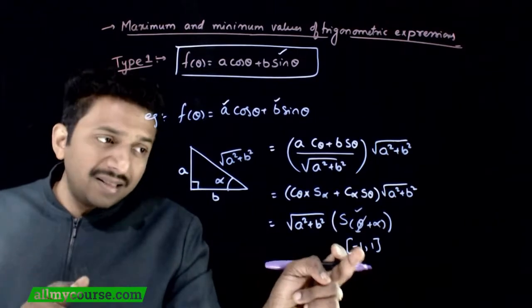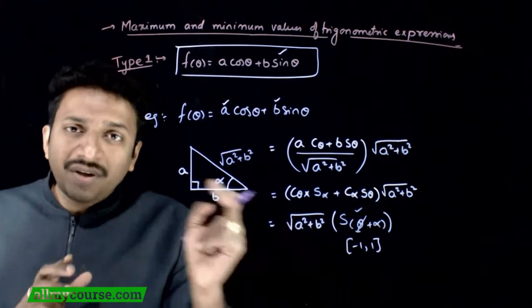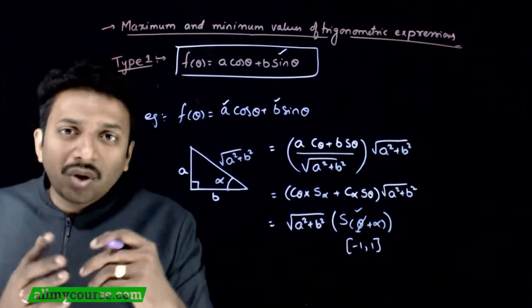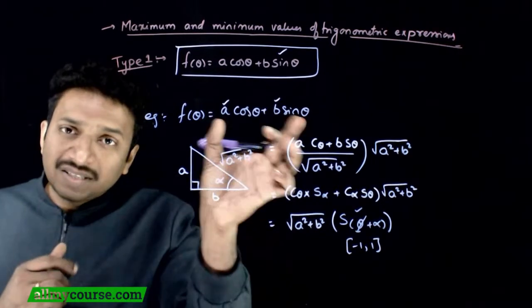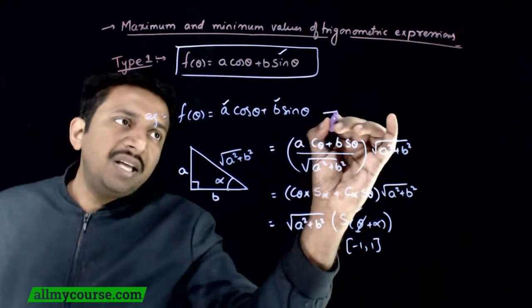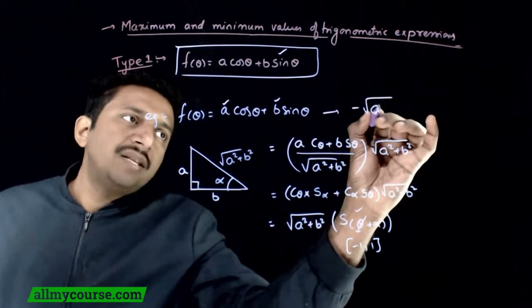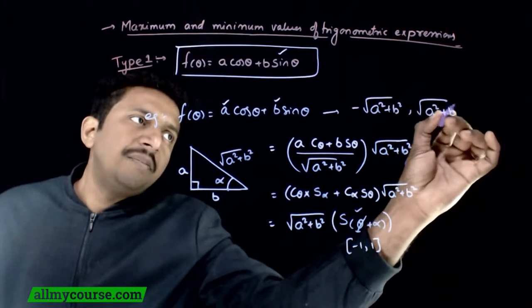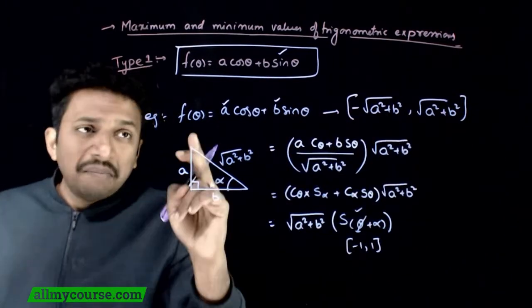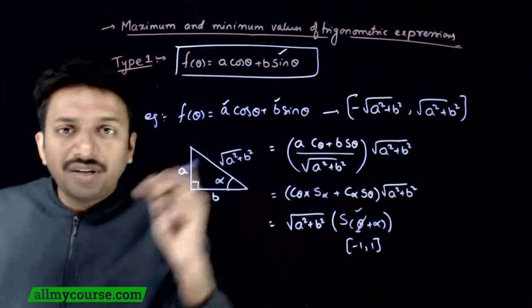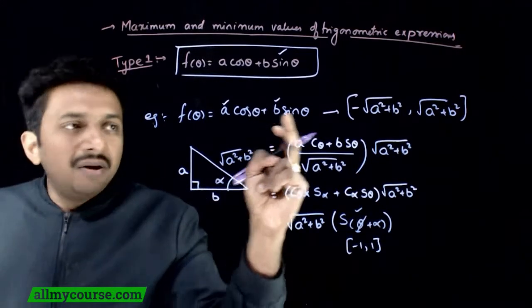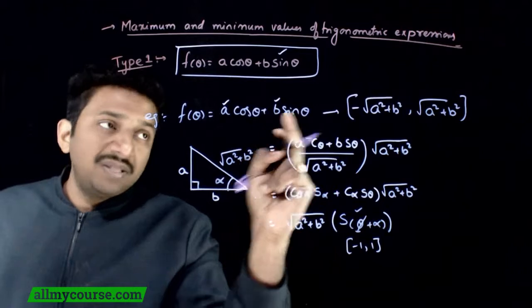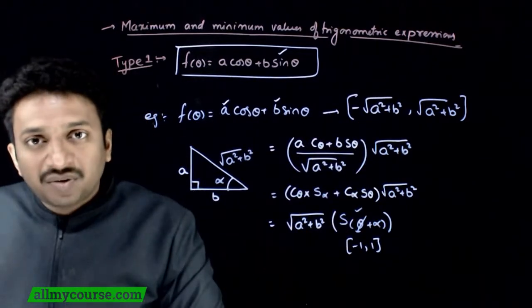So if you are multiplying this with root of a square plus b square uniformly, what is the range of this expression? The range is minus root of a square plus b square to plus root of a square plus b square. It means the maximum value of f of theta is root of a square plus b square, and the minimum value of a cos theta plus b sin theta is minus root of a square plus b square.